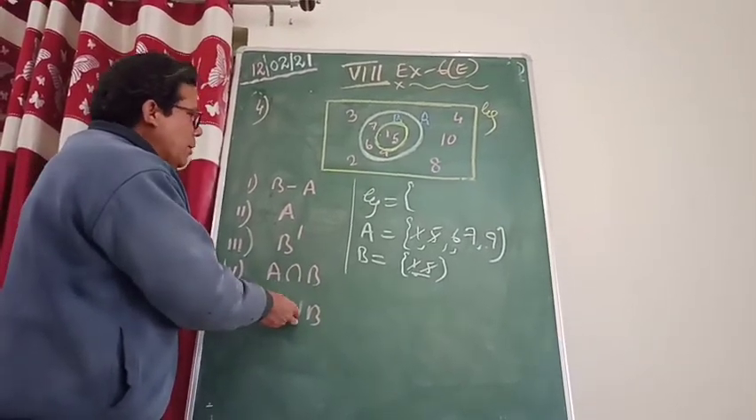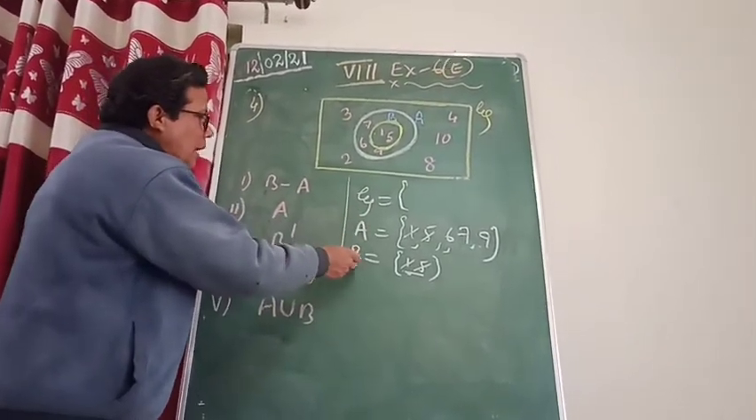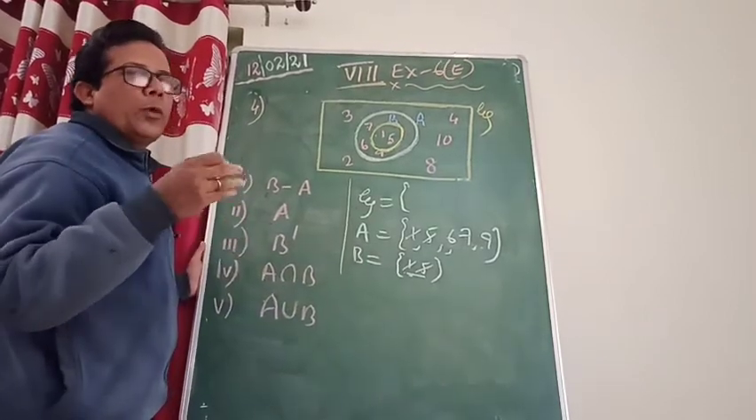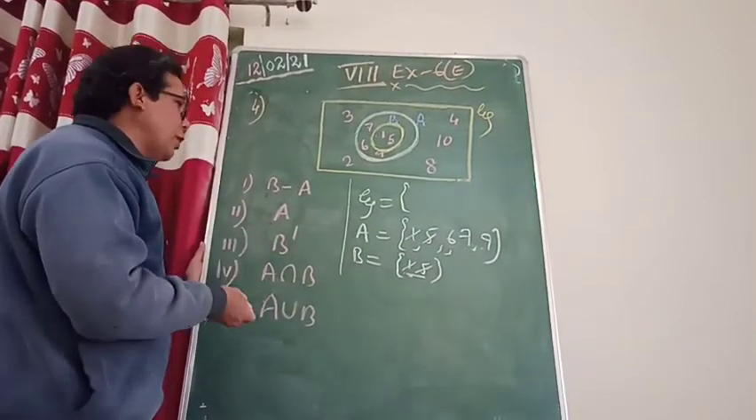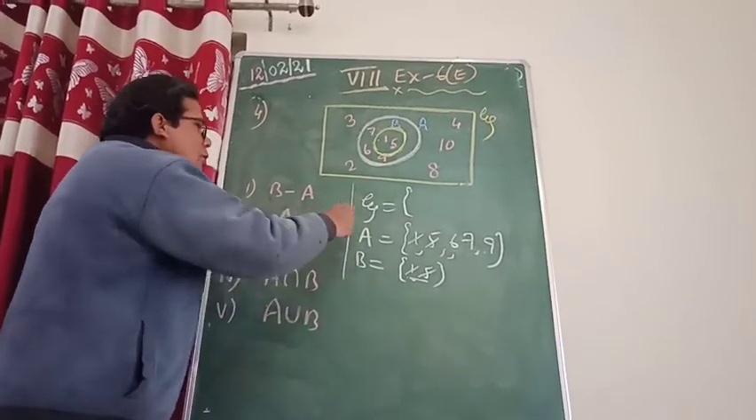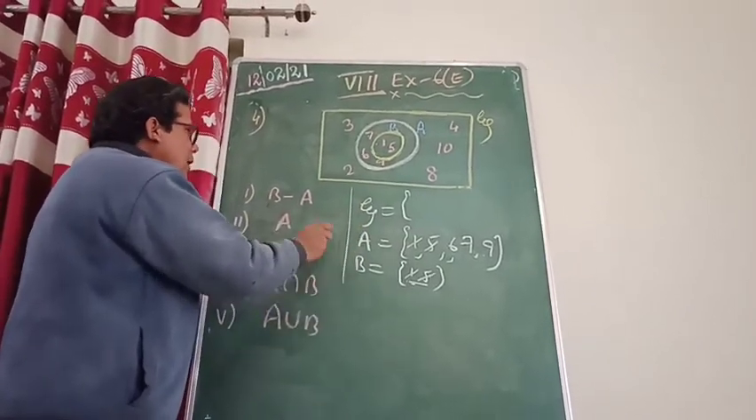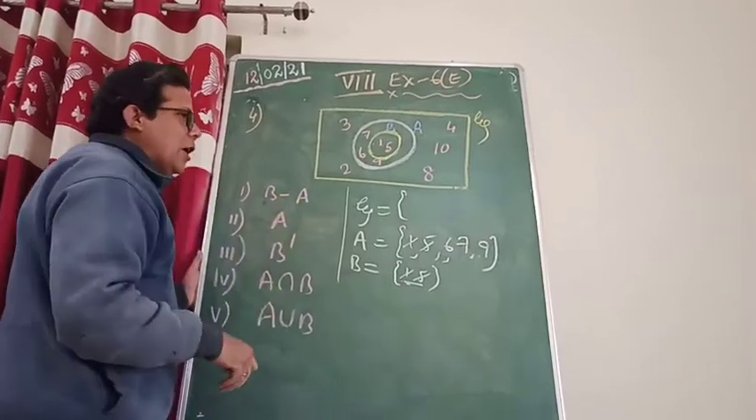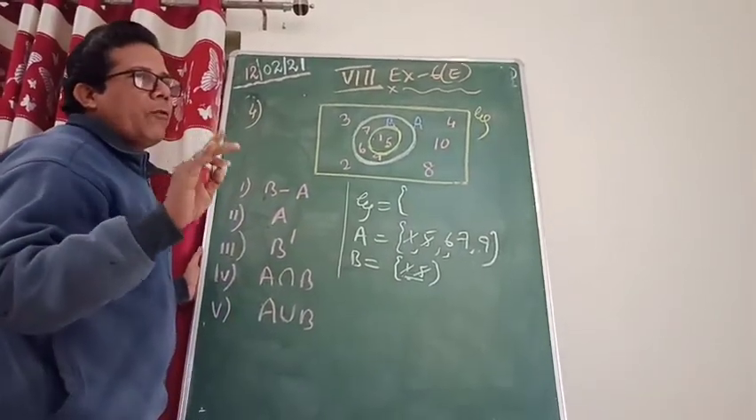Now A union B means you have to add the elements of A and B together, but no elements are supposed to be repeated. You know the rules how to do it, beta. So first thing, you have to write down all the elements. Once you are able to write down all those elements, and if you know the rules how to find it out, it will be very easy for you to do it.